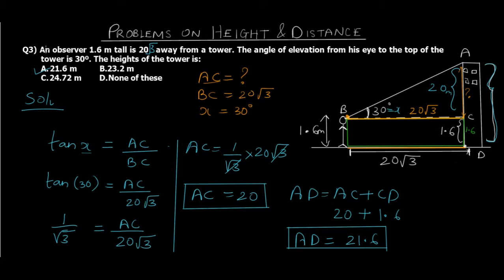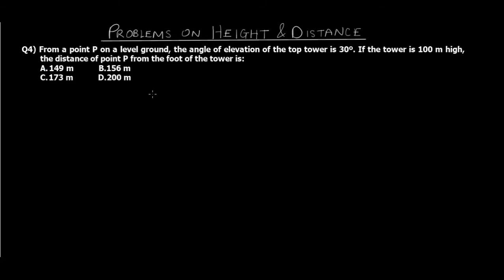Okay, so let's move on to question number 4. Let me just read out question number 4. From a point P on a level ground, the angle of elevation of the top of a tower is 30 degree. If the tower is 100 meter high, the distance of point P from the foot of the tower is. So again a pretty straightforward question, similar to what we've been solving right now.